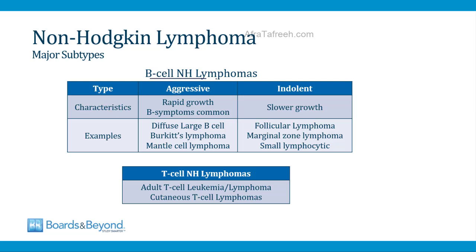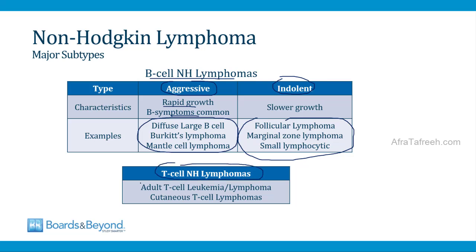As I said, B cell lymphomas are the more common type of non-Hodgkin lymphoma, and you can split the B cell lymphomas into two groups, those that have aggressive growth and those that have indolent or slower growth. The ones with aggressive growth grow rapidly and B symptoms are common. This includes the three lymphomas shown here, which we'll talk about in this video. The indolent B cell lymphomas are these three shown here. They tend to have a slower growth and a slower onset of symptoms. And then finally in this video, we'll talk about two T cell non-Hodgkin lymphomas, which are these two disorders shown here.